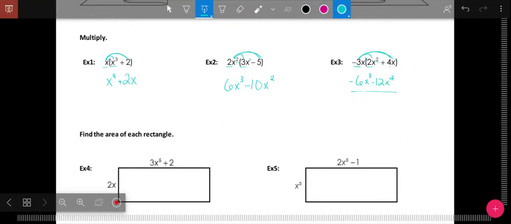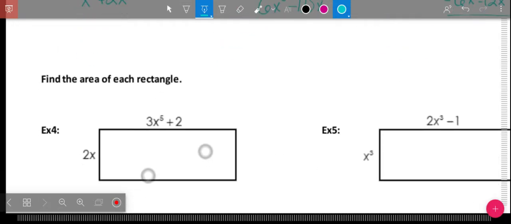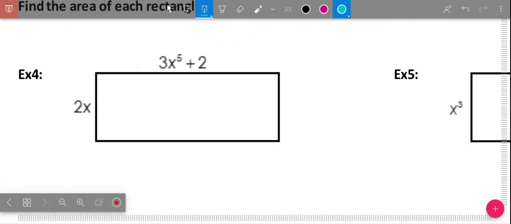All right, we got a few more. So now we're going to be looking at pretty much the same thing, only now we have a little bit more of a visual, to help us remember all of our pieces. So we've got what we call our area models. So what you can do is you can break up your longer polynomials, so the one with 1 and 2 terms.